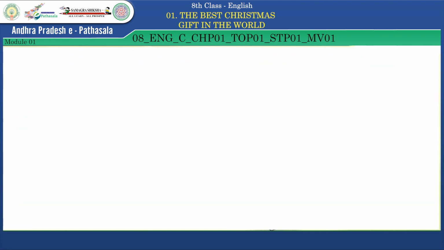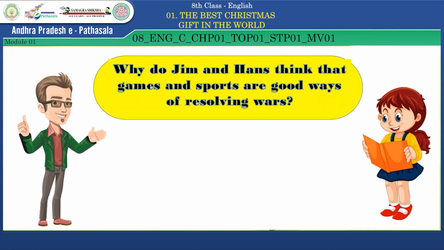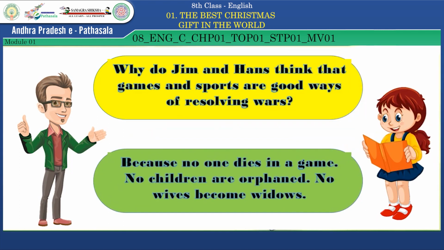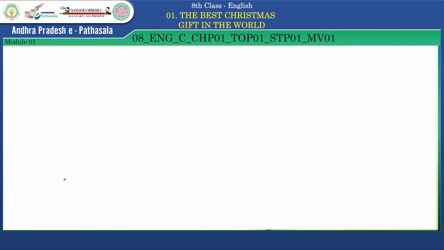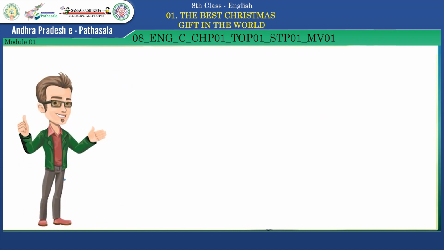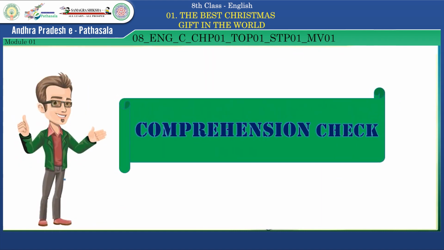Coming to the second question. Why do Jim and Hans think that games and sports are good ways of resolving wars? Can you guess the answer? Yes. Because no one dies in a game, no children are orphaned, no wives become widows. Now, let me check how many of you have understood today's class. Are you ready?